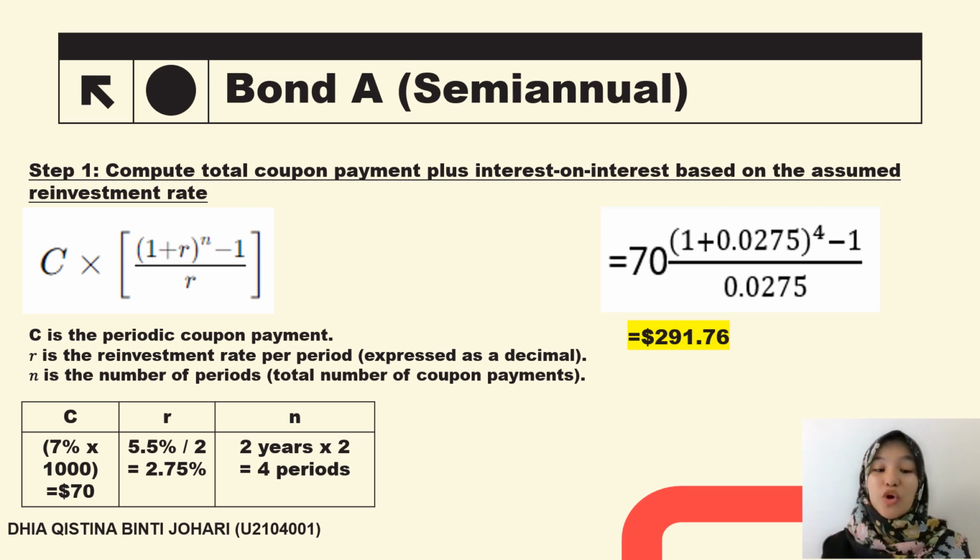The first step is to compute the total coupon payment plus interest on interest based on the assumed reinvestment rate using the following formula. And this is semi-annual, so some of the data in the formula need to be divided and multiplied by 2. I jot down all of the data from the question statement and the answer is $291.76.